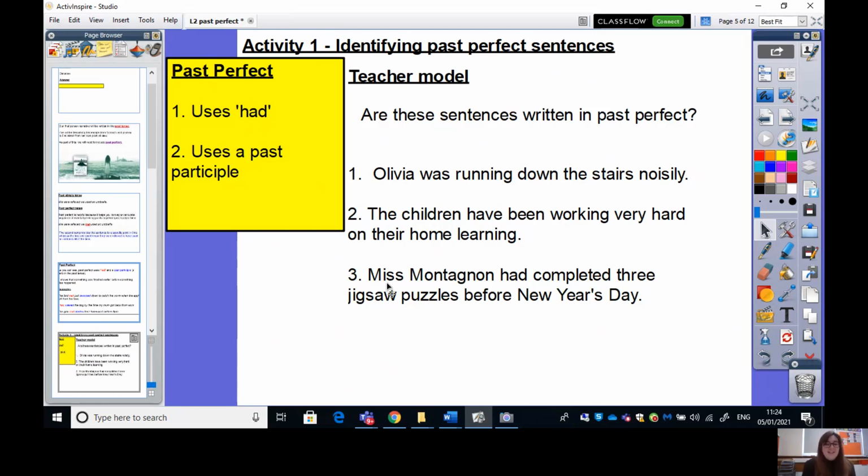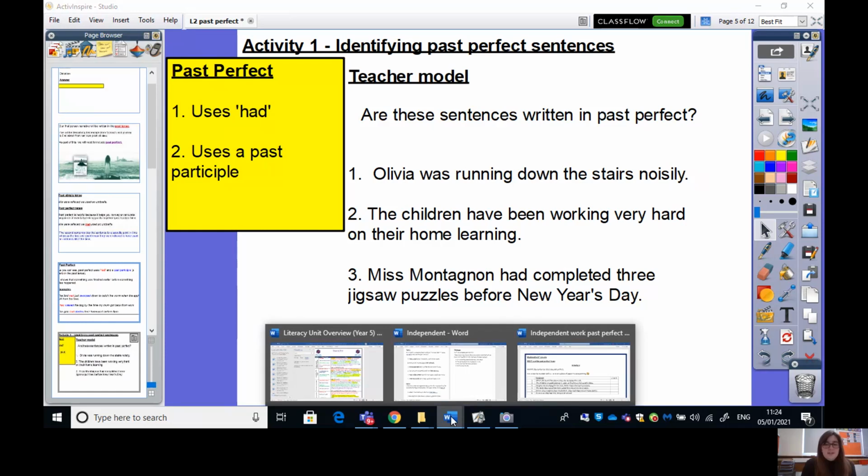And then sentence 3, Miss Montagnon had completed 3 jigsaw puzzles before New Year's Day. This is the past perfect sentence. We have had and we have the past participle completed, and they both go after the noun. Miss Montagnon had completed, she'd done that activity, that had been finished in the past tense before New Year's Day, in the past tense, so hence past perfect.